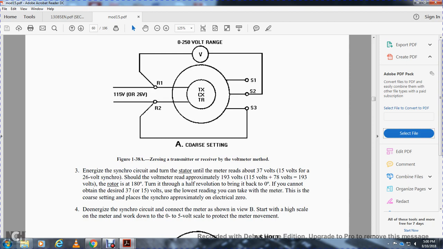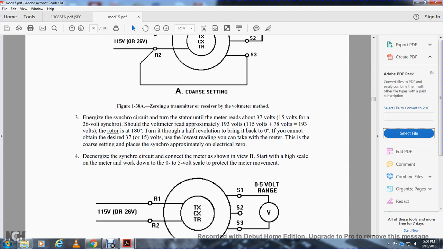37 volts, with the 115 volts or the 26 volts synchronized. The voltmeter reads approximately 193 volts, 115 volts plus 78 volts, at 193 volts. The rotor is at 180 degrees. Turn it half a revolution and bring it back to 0 degrees. If the desired 37 to 15 volts cannot be obtained, you take the lowest reading. You can take it even with the meter on the course setting. This is clear, synchronizing approximately electrical 0.